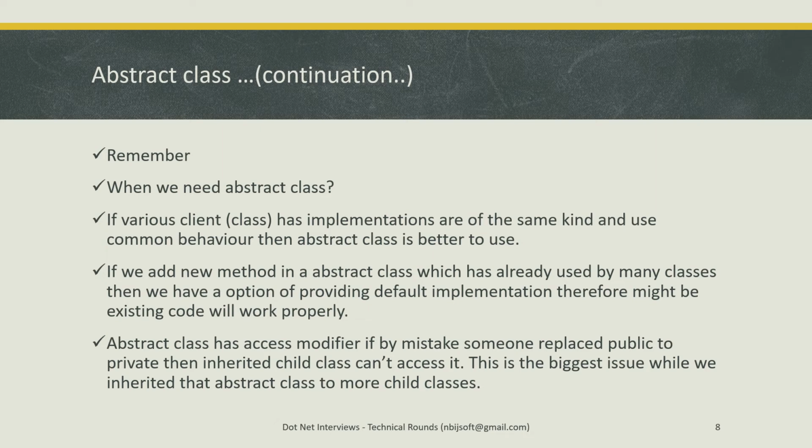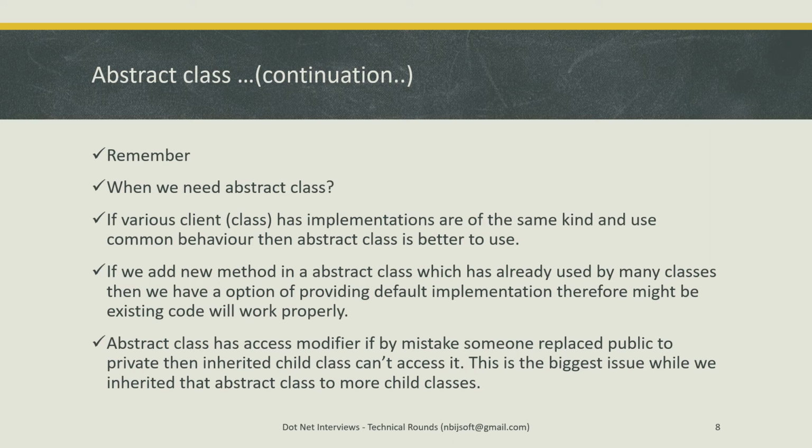Finally, we need to remember some points regarding abstract classes. The question is, when do we need to use an abstract class? Definitely if various client classes have implementations of the same kind and use common behavior, then an abstract class is better to use. If we add a new functionality or new method to an abstract class which is already used by many classes, then we have the option of providing a default implementation. In the previous example we have seen that, so the existing code will work properly.